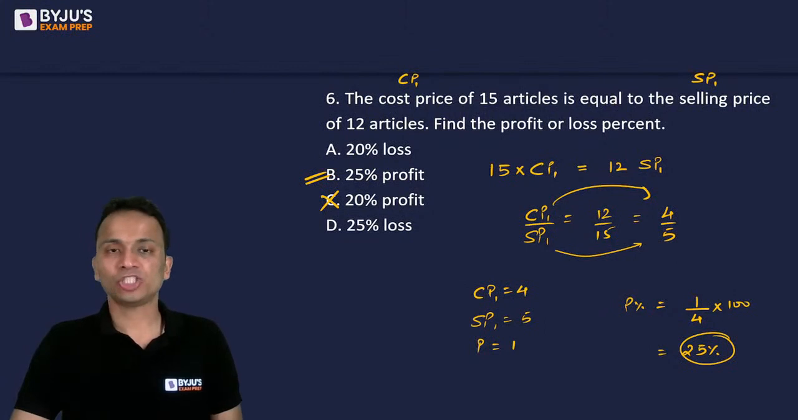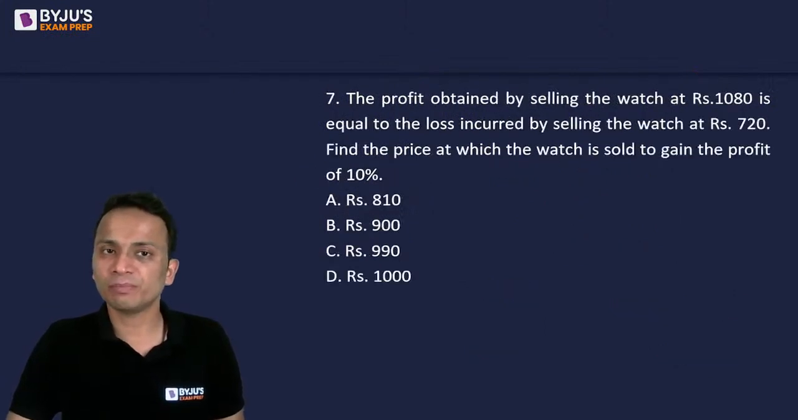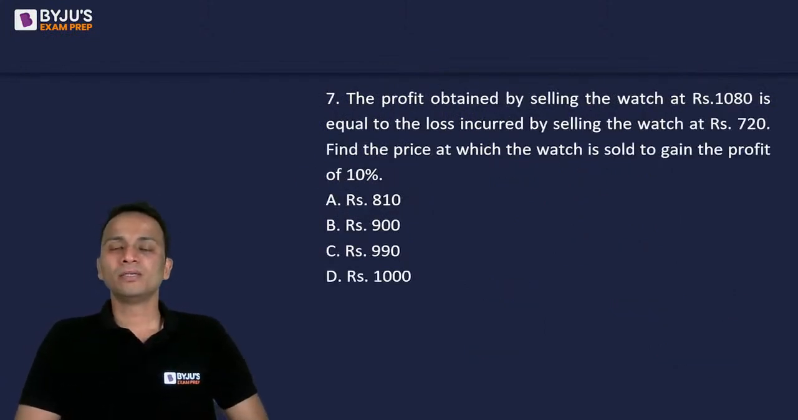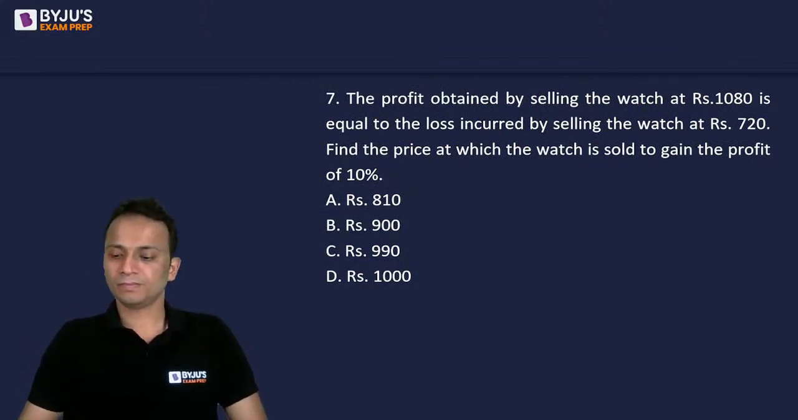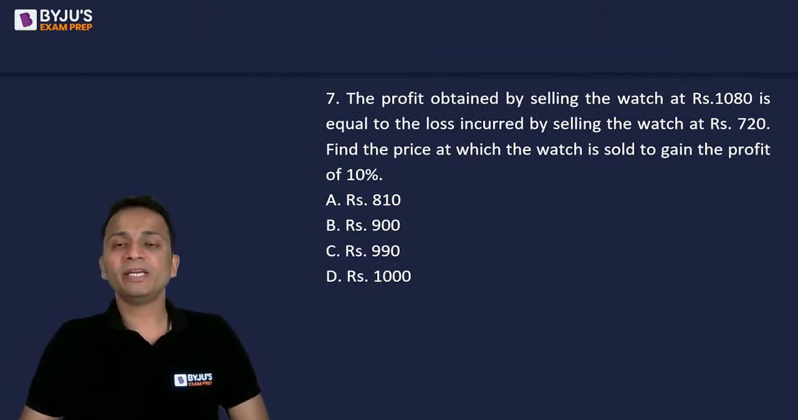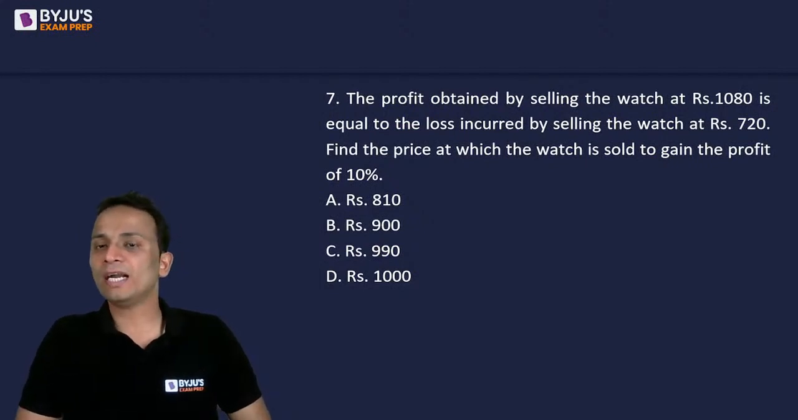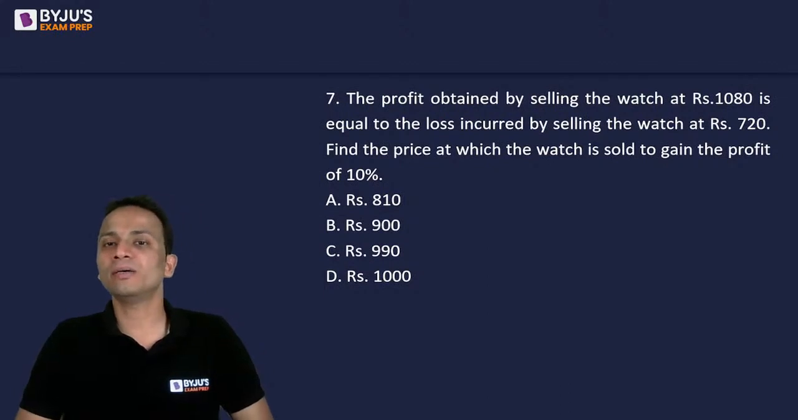ठीक है, चलिए आगे चलते हैं. Next question, question number 7. Now, the profit obtained by selling a watch at rupees 1080 is equal to the loss incurred by selling the watch at 720. Find the price at which the watch is sold to get a profit of 10 percentage.